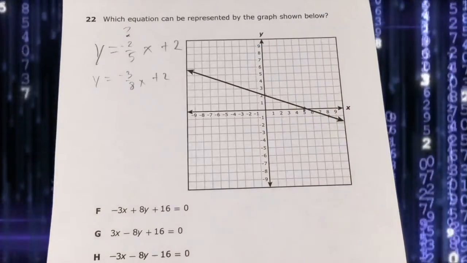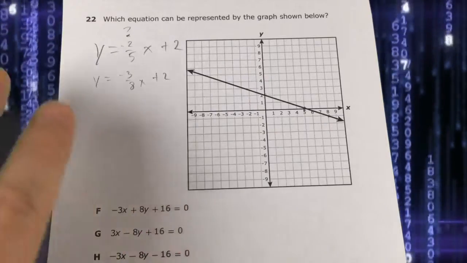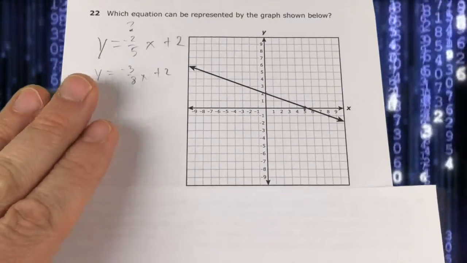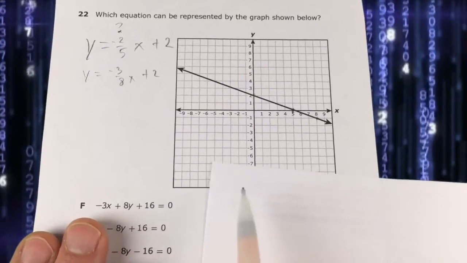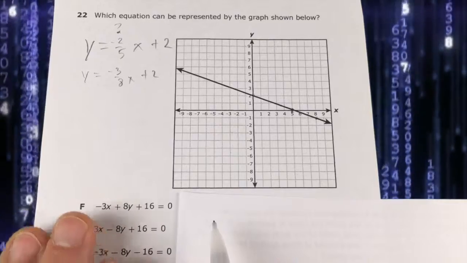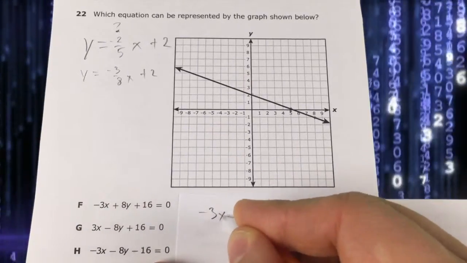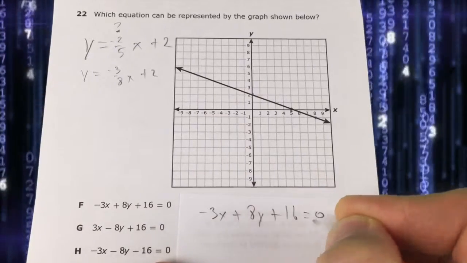Alright, so we need some extra space somewhere. You can do it on the corner or on the sides of the paper. I'm going to put some extra space right here. And I'm going to turn each of these equations into slope-intercept form. Alright, so I have negative 3x plus 8y plus 16 equals 0.